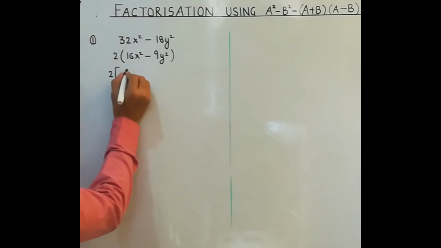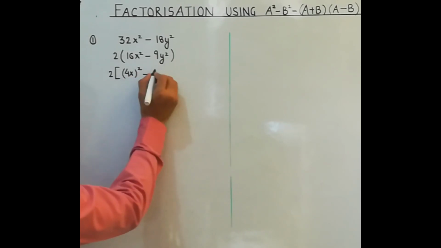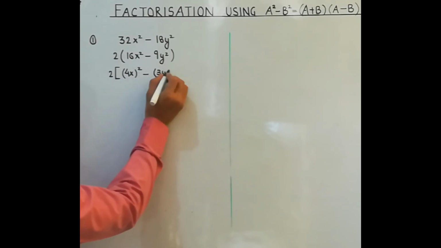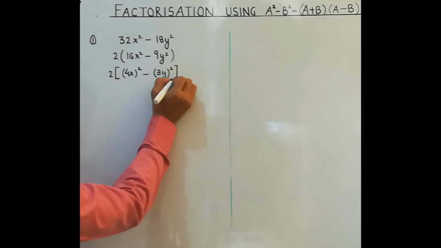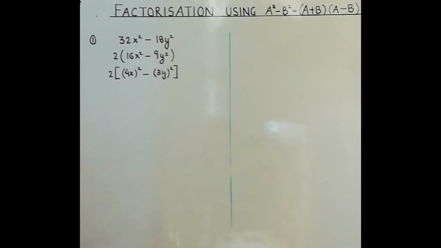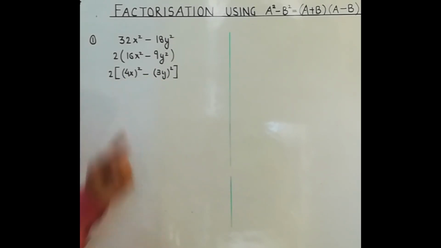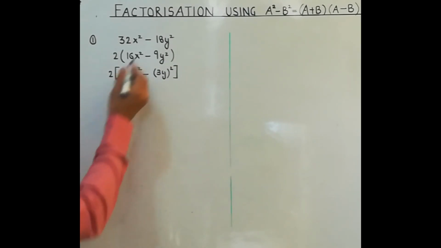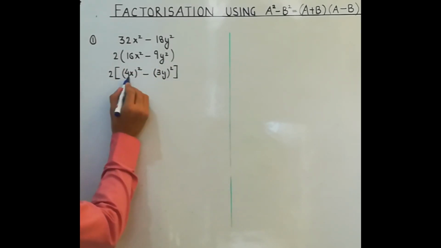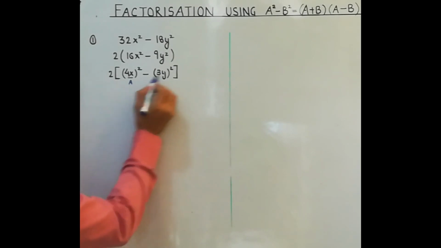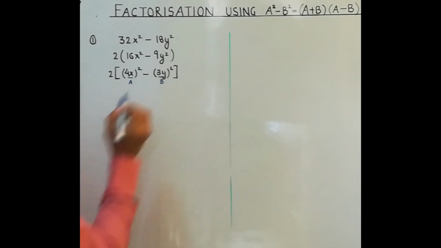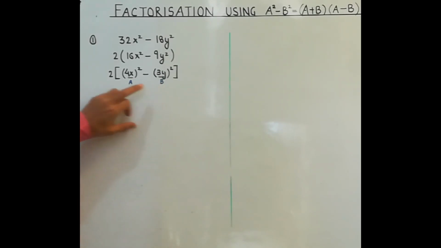So this one can be written as 4x whole square, this one as 3y whole square. Now if you have converted two terms in square form with a minus sign in between, this is going to be read as a square minus b square. Now this becomes your a and this becomes your b. The two squares, one of them will be known as a, the other one as b.